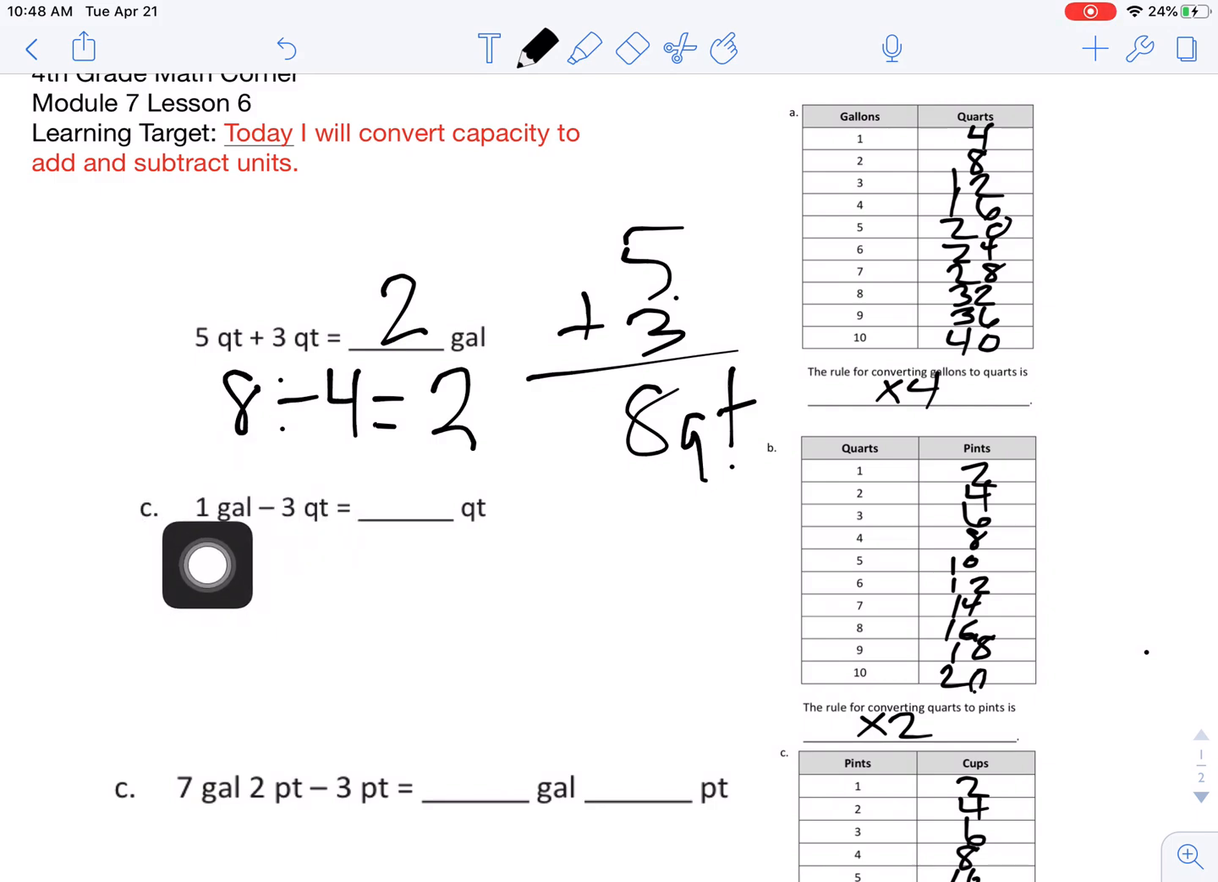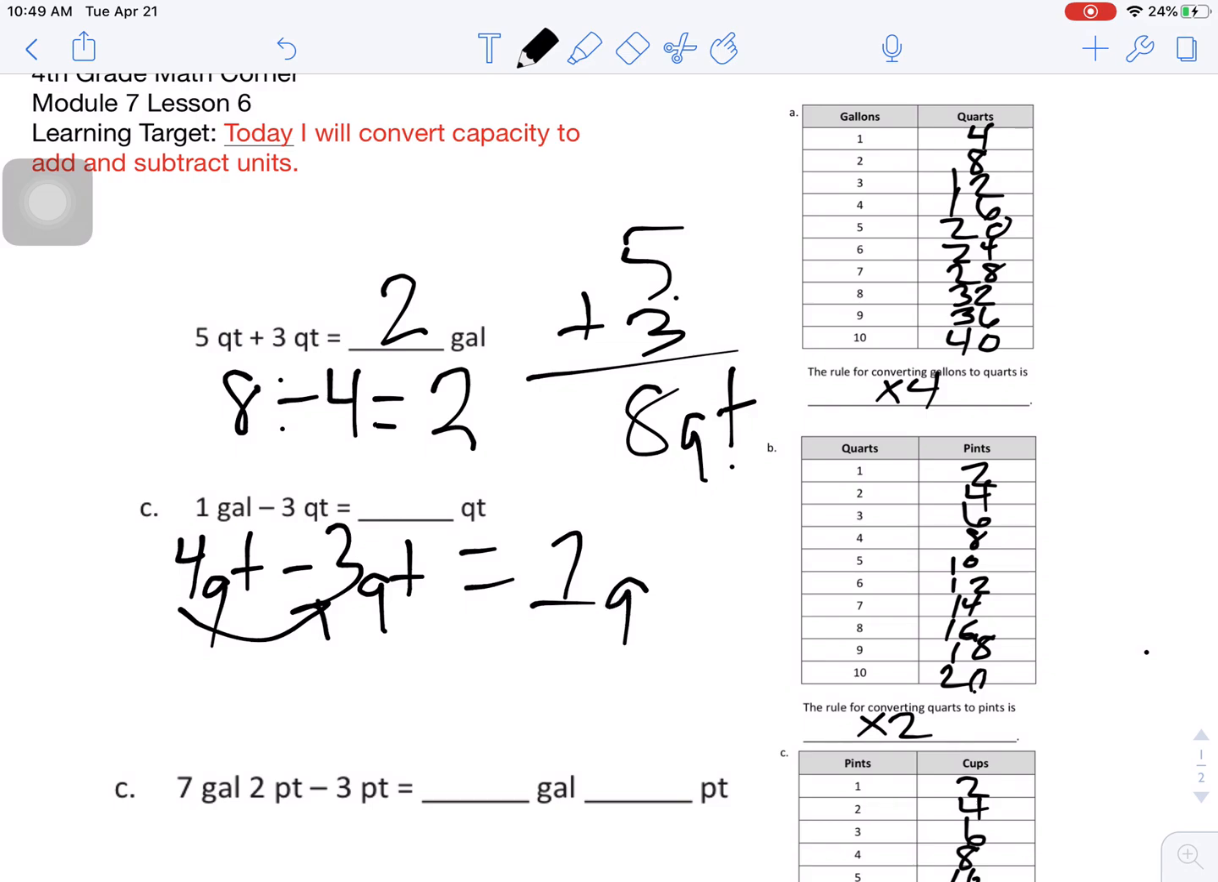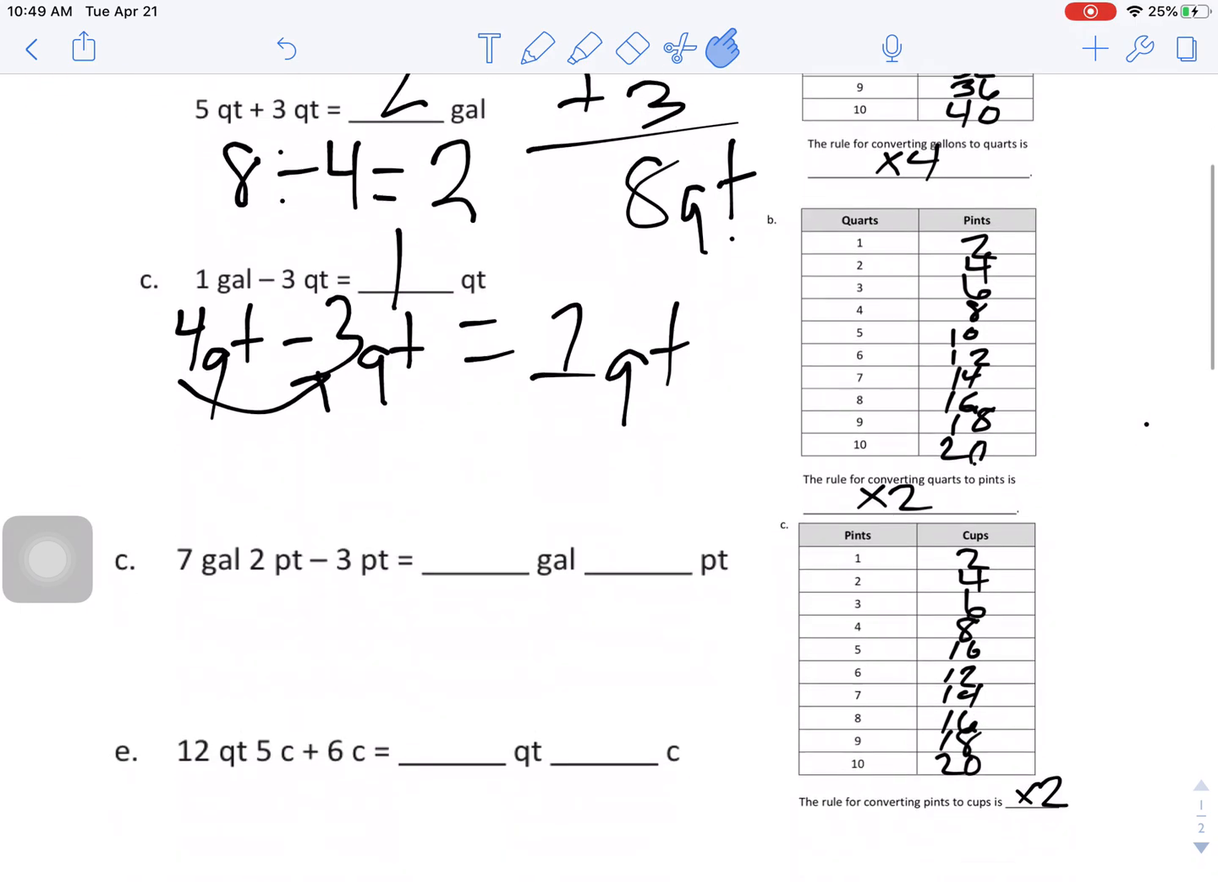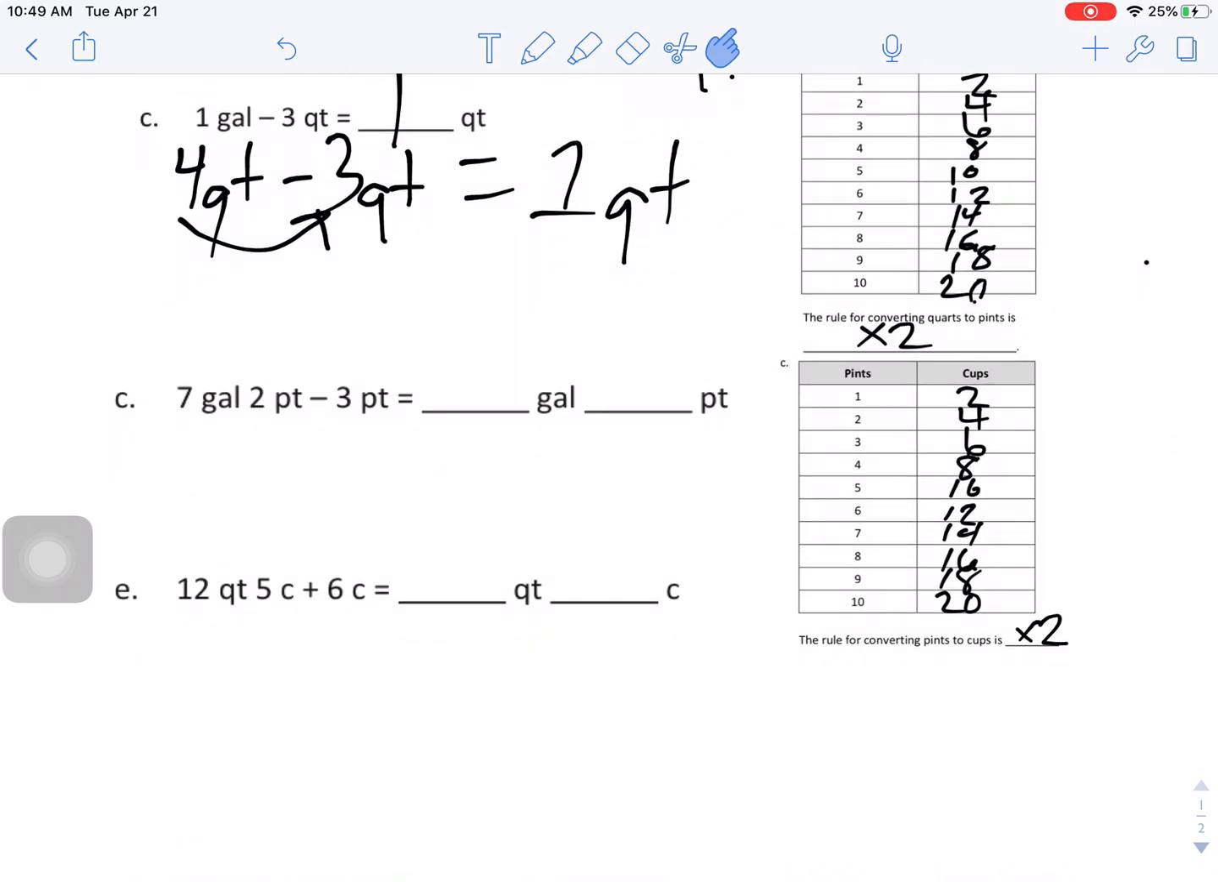The next one, I have 1 gallon minus 3 quarts. I cannot subtract if they are not like, so I need to make them like. I can turn my gallon into quarts. If I come over here, 1 gallon equals 4 quarts. So I'm going to say this 1 gallon is actually 4 quarts. I'm going to subtract 3 of those quarts. 4 minus 3 equals 1, and they are quarts. I already converted my gallon to quarts, so I just write my answer, 1 quart. If you have your conversion tables, it's pretty simple to do, just making sure that you are turning them into what they need to be.